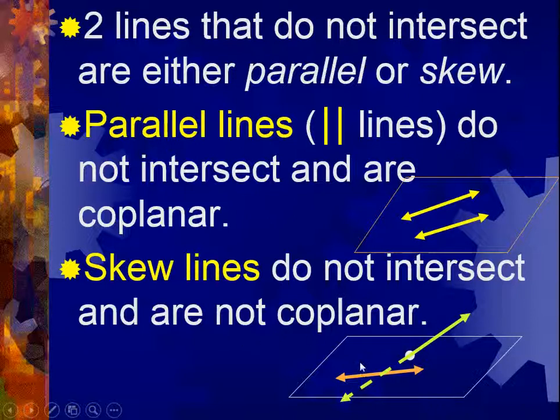They're not both lying on this plane, and they also do not intersect. So they can't be angled towards each other in any way. We call those skew lines. So again, know that term, know what it looks like, know how to draw it, know how to define it. Know the difference between parallel and skew lines. Both do not intersect, but parallel is coplanar, whereas skew is not coplanar, or non-coplanar.